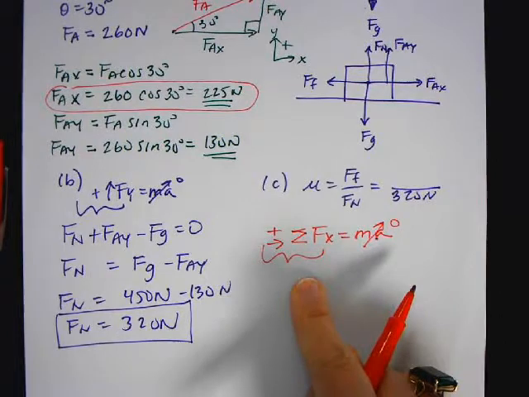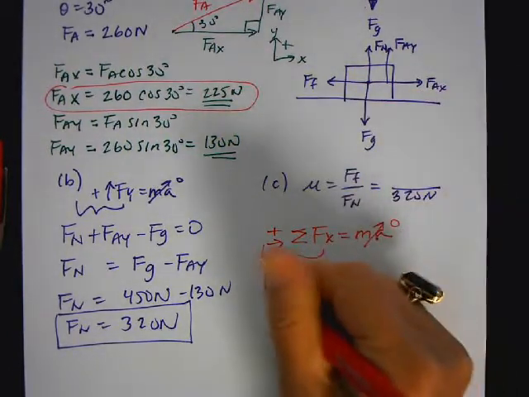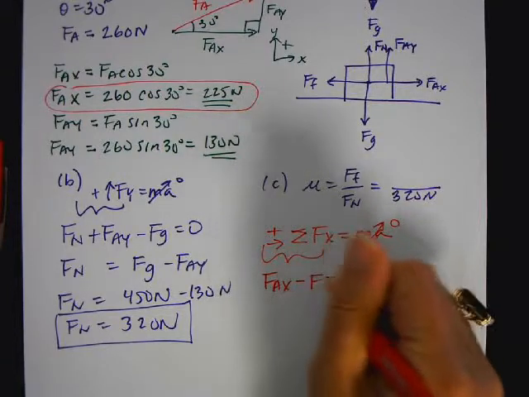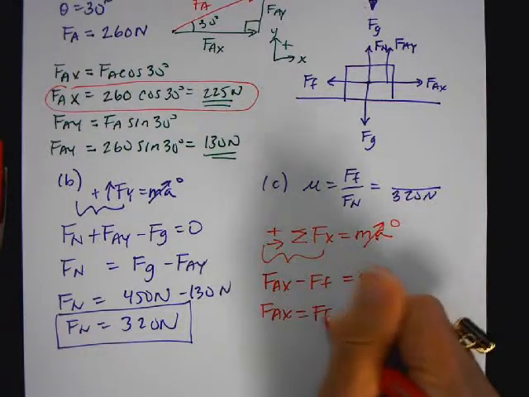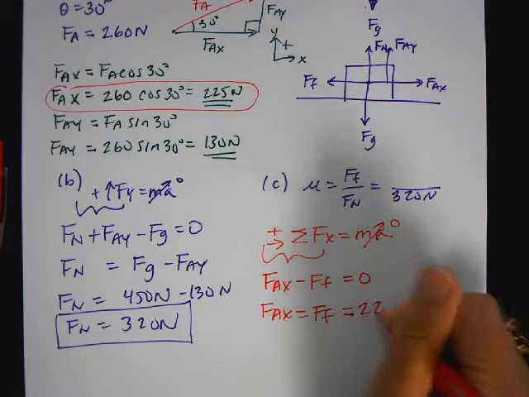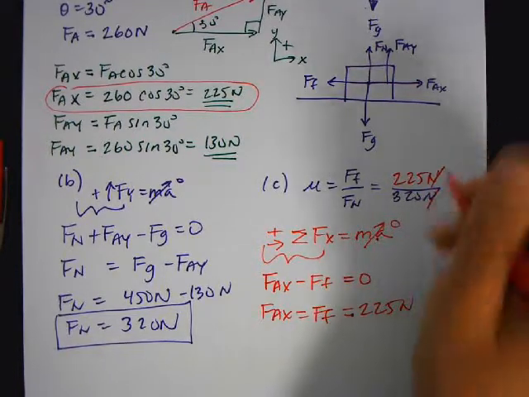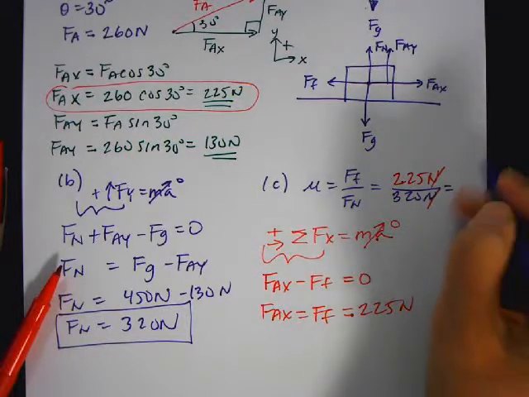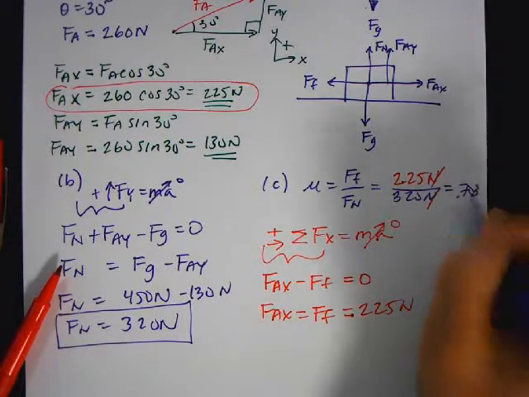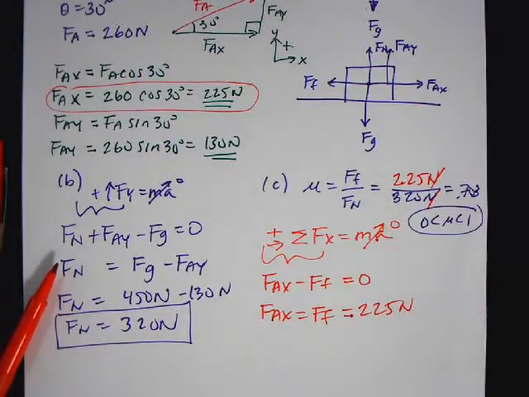I now look at my free body diagram. What forces do I have going in the x direction? I have FAX, which is positive, minus FF, and that's equal to 0. So FAX is equal to FF, which is equal to 225. So I put that up here. My newtons cancel. 225 divided by 320 comes out to be 0.703. Is that between 0 and 1? It is. So then I know I didn't make a mistake. And that's it.